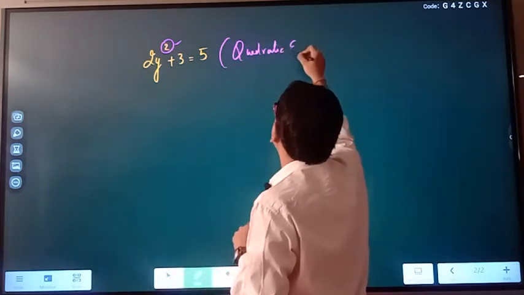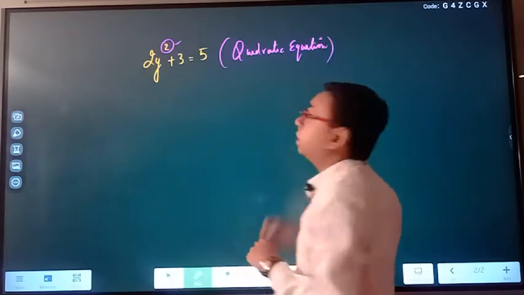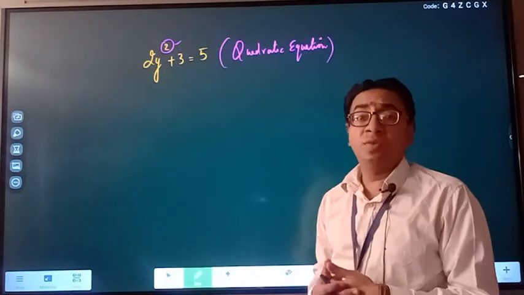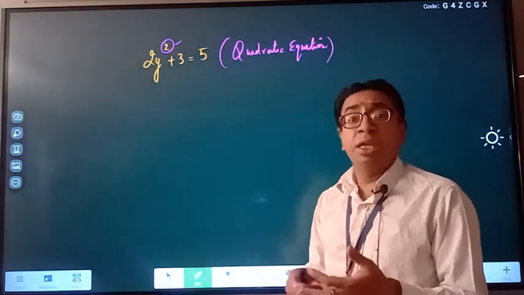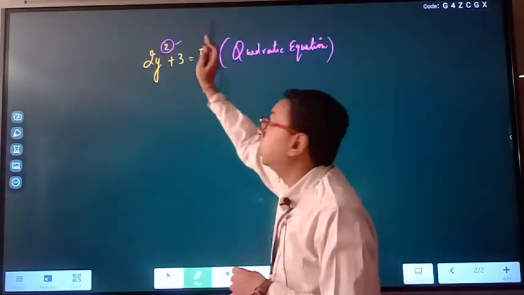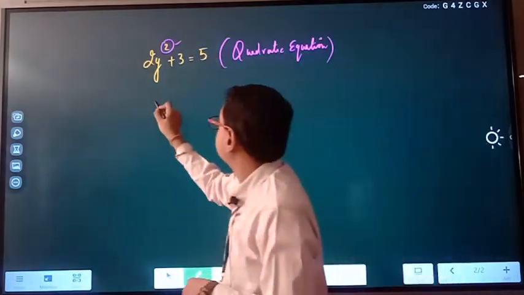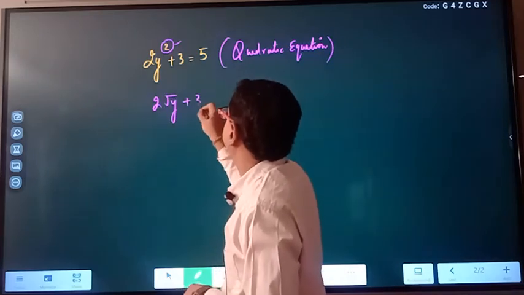It's an example of a quadratic equation because the power is 2. I told you in algebraic expressions we did the types based on power: linear, quadratic, cubic, biquadratic, and then raised to higher powers. Similarly, it's a quadratic. Now, 2 under root y plus 3 is equal to 5.